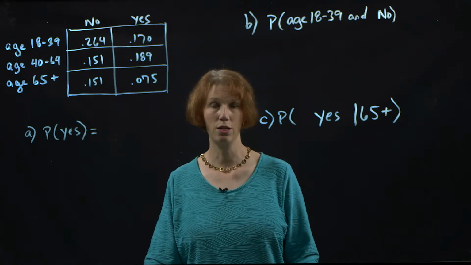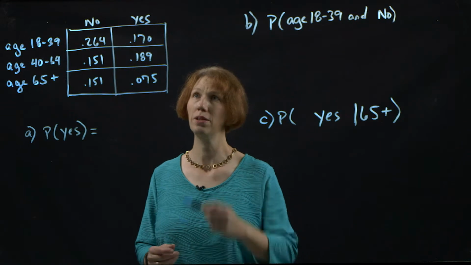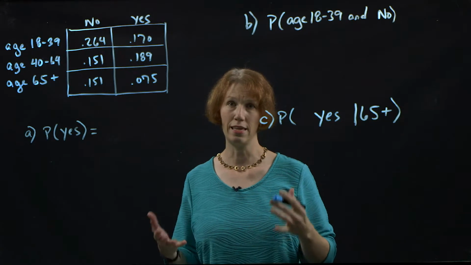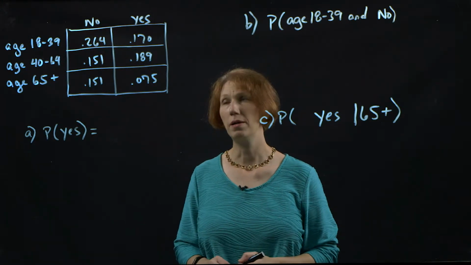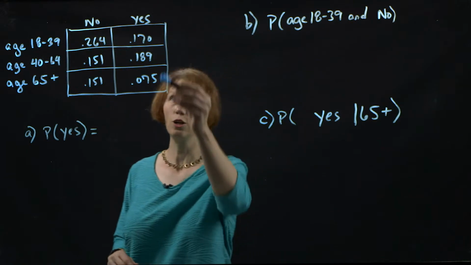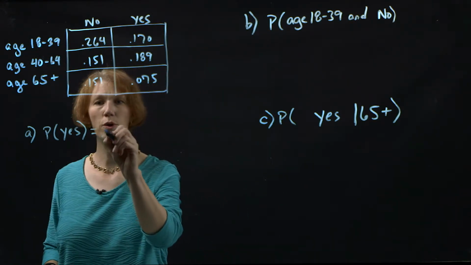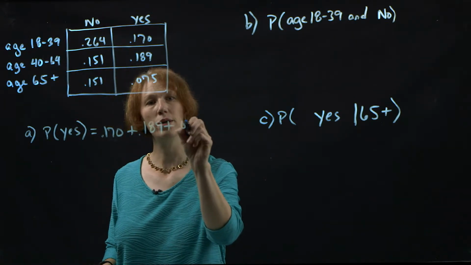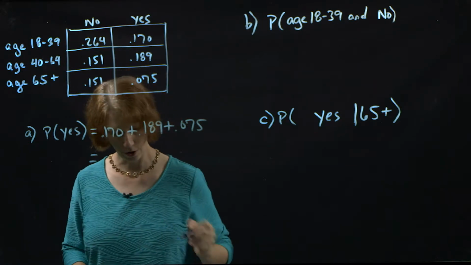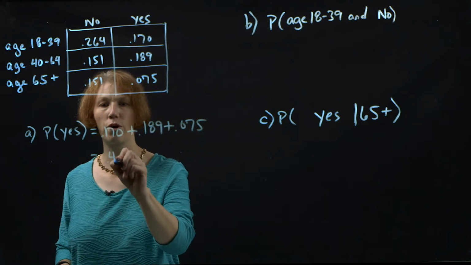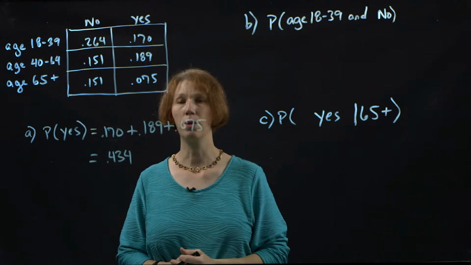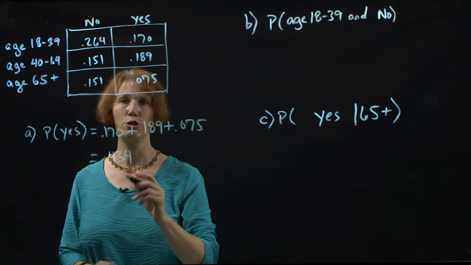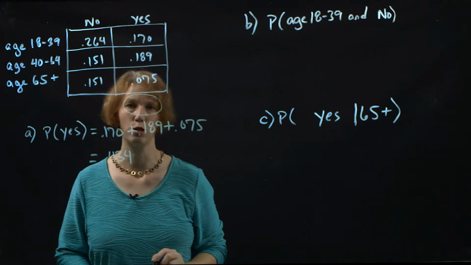In this case, we're looking to identify a marginal probability. That is, we want to look at the probability that an individual responds yes. We can calculate this probability by extracting the information along the yes column, which equals 0.170 plus 0.189 plus 0.075. Together, that sums up to 0.434. Again, that's an example of a marginal probability because we're summing up the values under the margin of responding yes and taking that total.